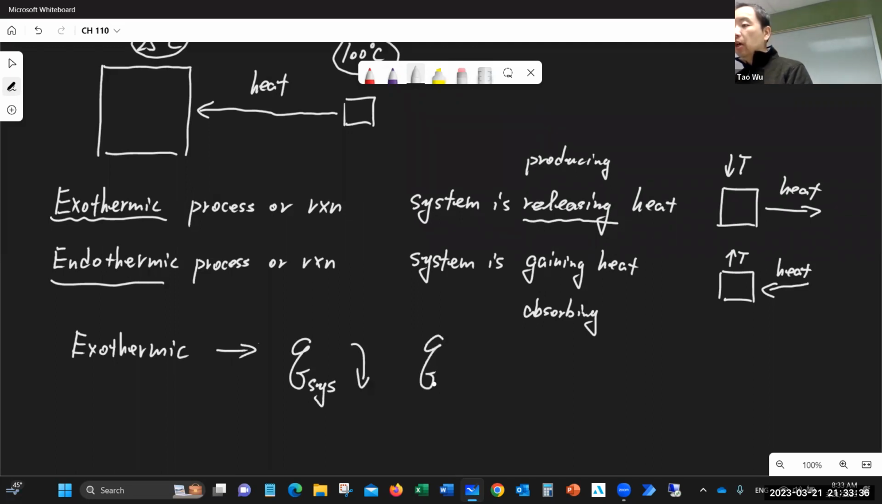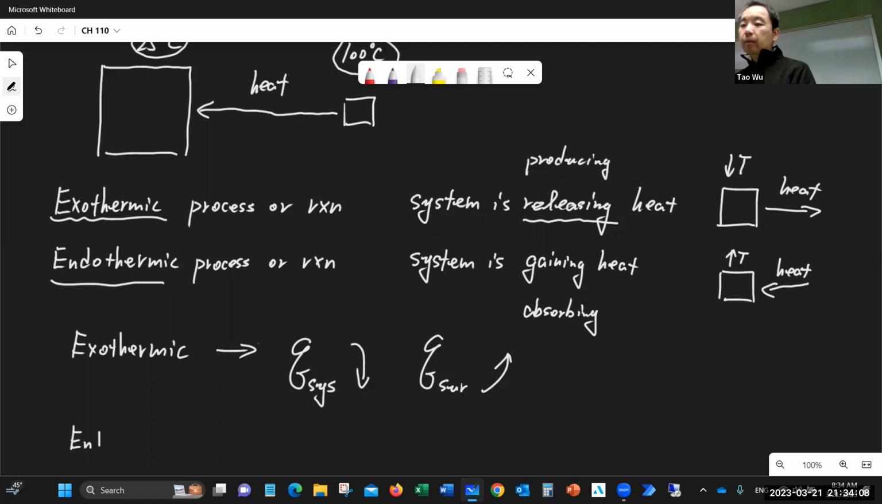But the heat of the surrounding will go up, right? When we talk about the system and surrounding, those two are coupled. If the system is losing the heat, the surrounding has to absorb the heat, because energy is never destroyed or generated. One has to transfer the energy out, the other has to absorb the energy. So this is exothermic.